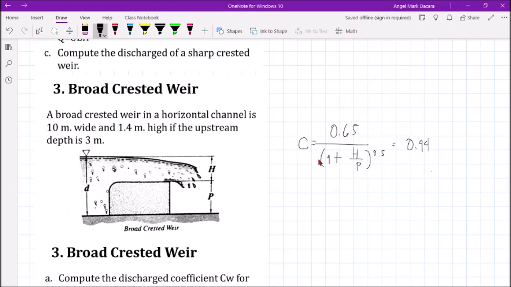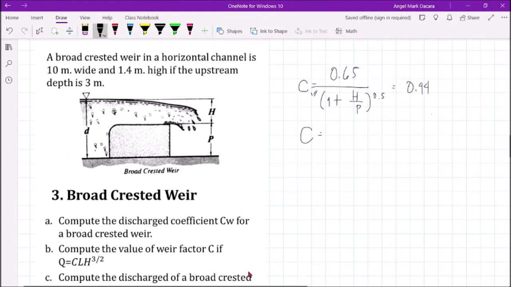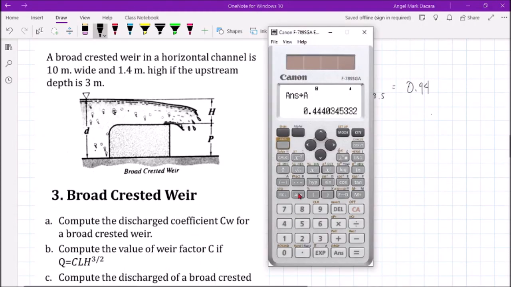Then the C, let's say this is just C sub W. Then the C for the whole formula, in terms of the full value of the Weir factor C, is just 2/3 times C sub W times square root of 2G. This is the general formula of C for rectangular Weirs. That's just 1.311.